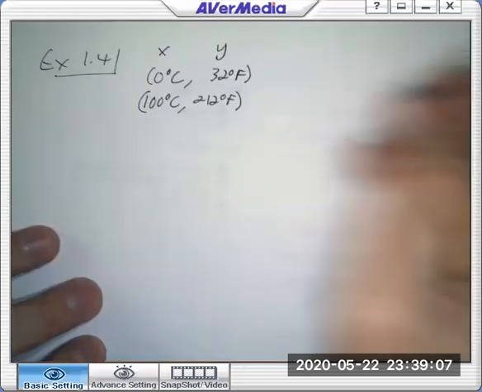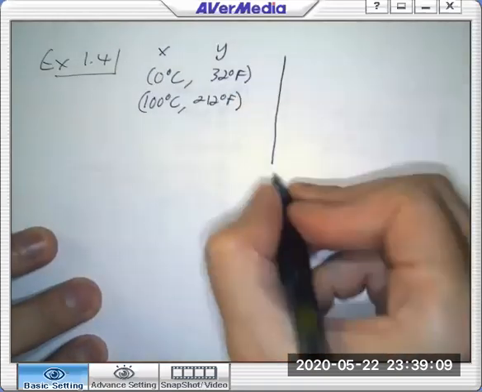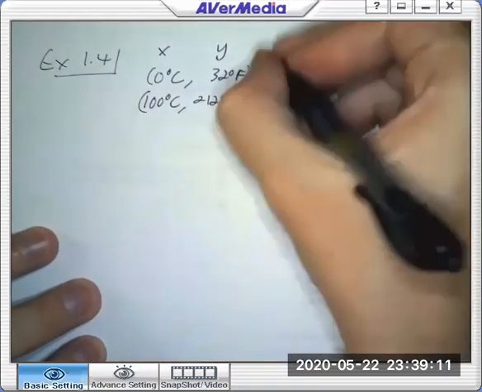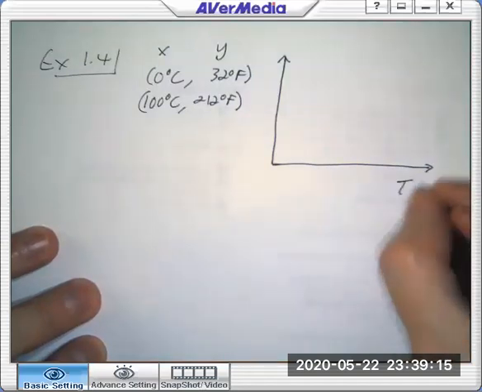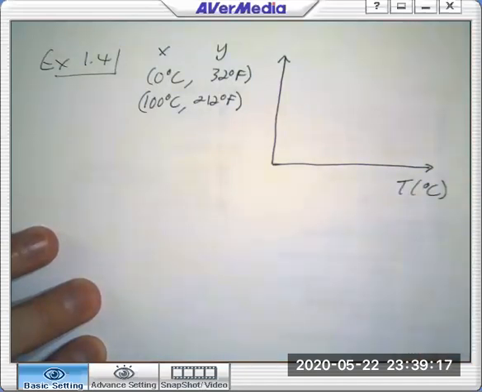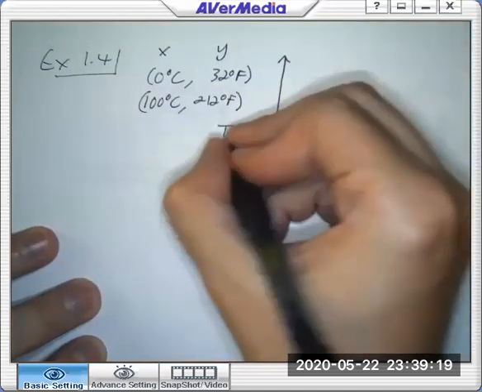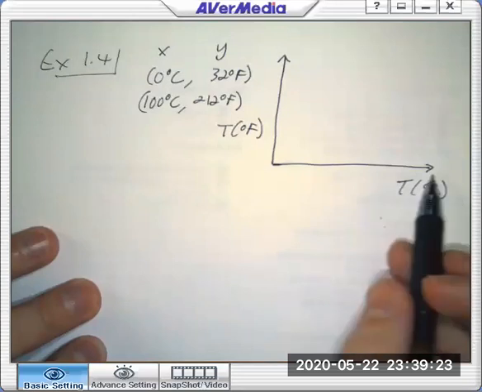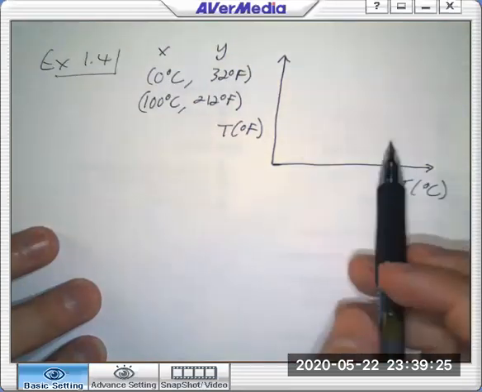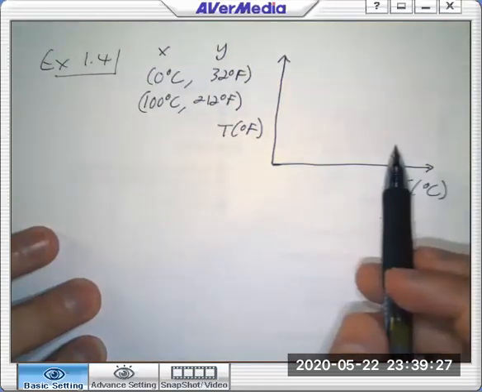I'm going to draw it graphically so you guys can follow along how we find the equation of the line. So on the independent axis, I'm going to put the temperature in Celsius. That's the x-axis. On the dependent axis, I'm going to put the temperature in Fahrenheit. And to find the equation of the straight line, I need to know 2 of the data points. So those 2 data points are listed here.